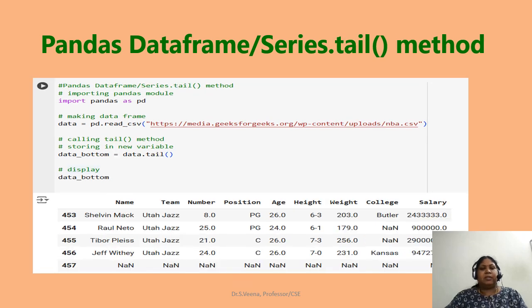Next one, tail. The tail method is going to display the last 5 rows. It's the same thing. Import the pandas library, read the CSV file using pd and store it in data. And then I say data.tail. So it means it's going to select only the last 5 rows or records from the CSV file. And then I'm going to store it in data_top, and finally display the data_top. It is going to display only the last 5 records of the data that I've selected from the CSV file.